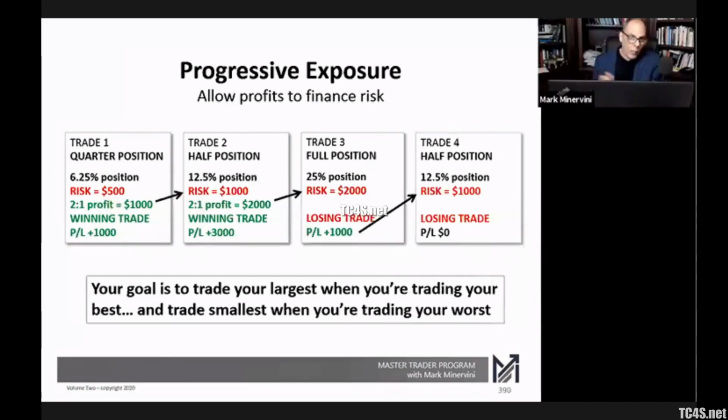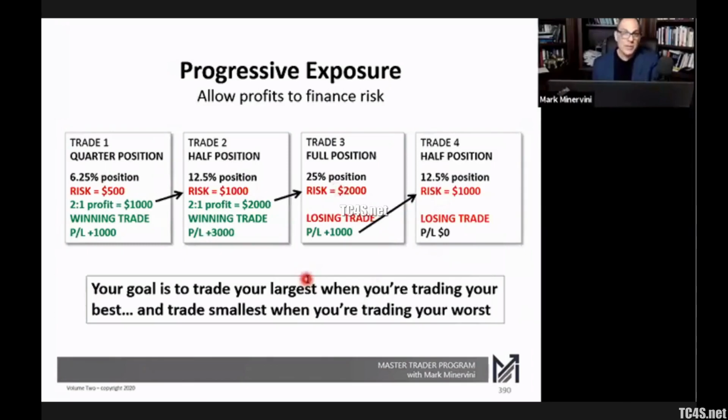Okay, let's just say you get another winning trade. Now you've got two winning trades back to back. Okay, now the same thing can happen all over again. You now can risk 25%. You can bump your position size up even more, and take a larger position. Okay, so now if you were to lose on that trade, you've now risked $2,000, right? So now you have a losing trade. Your P&L is $1,000. Well, that finances another 12.5% position, right? You've actually financed a full position and a half position. And if you were to lose on both of those, you'd be back to break even.